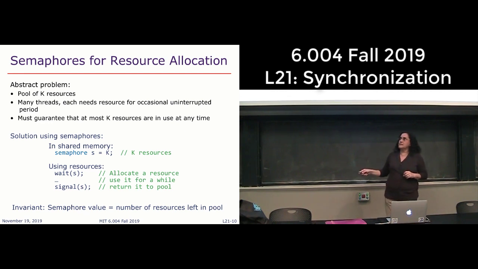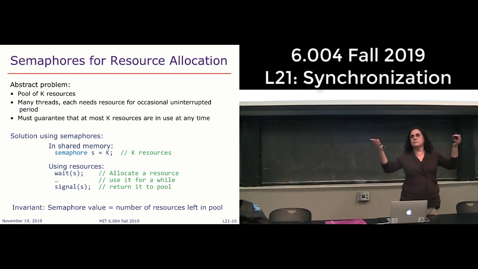So again, in order to deal with resource allocation, for the shared resource you would have a wait S before the piece of code that uses the shared resource, and a signal S once you're done, in order to return the shared resource back to the pool so that somebody else can go ahead and use it.